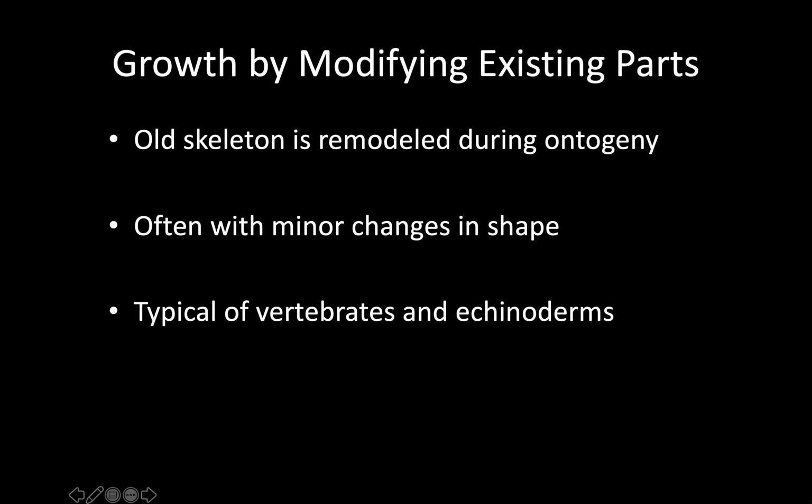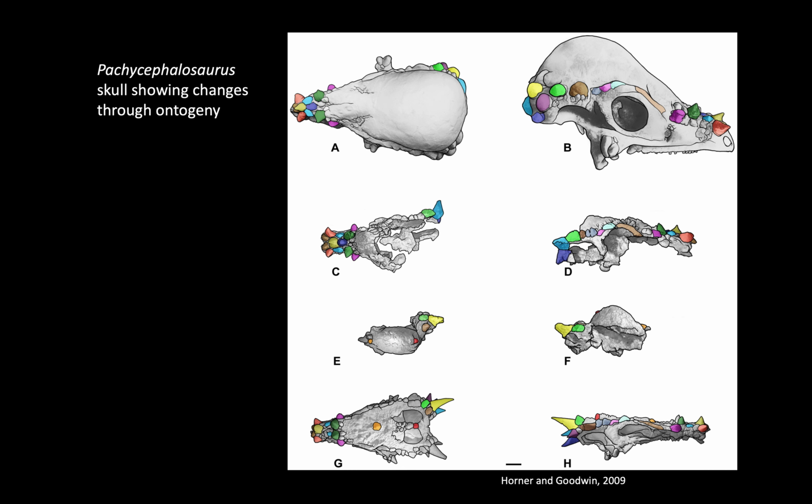All right, so growth by modifying existing parts. The old skeleton is remodeled during ontogeny, and it comes with some shape changes, and it's typical in vertebrates and echinoderms. So here we have a Pachycephalosaurus skull. This is a dinosaur, all right, and we can see that there are minor changes to the skull during ontogeny, which is a pretty interesting thing. And now a lot of the skull change shapes deals with these spines around the rim of the head.